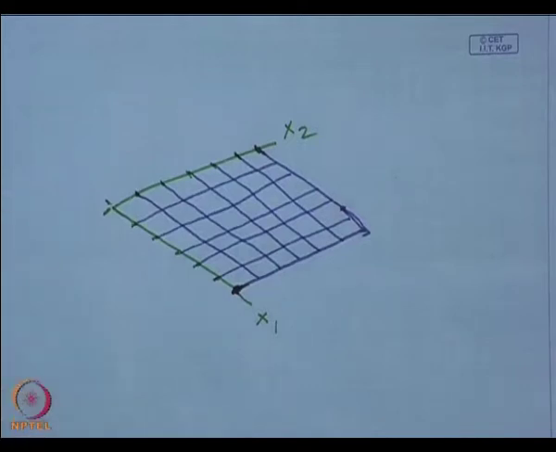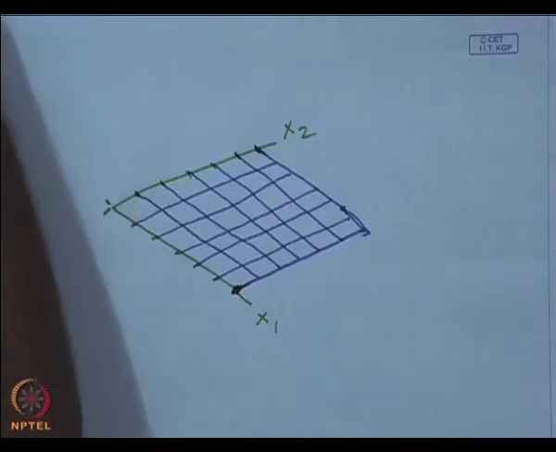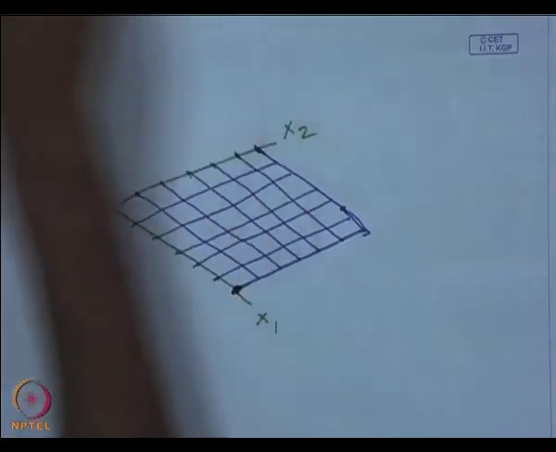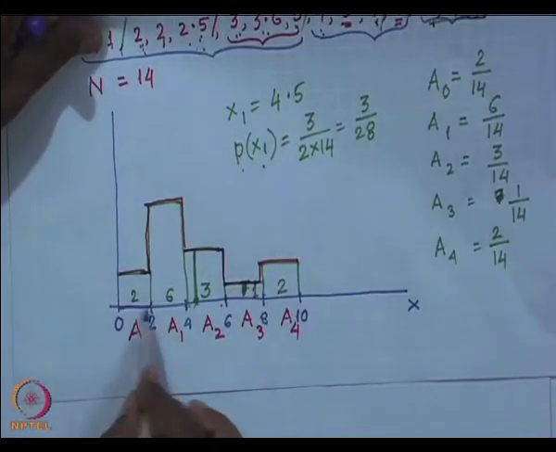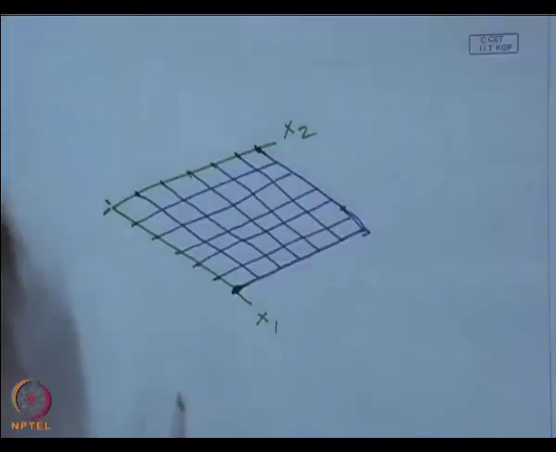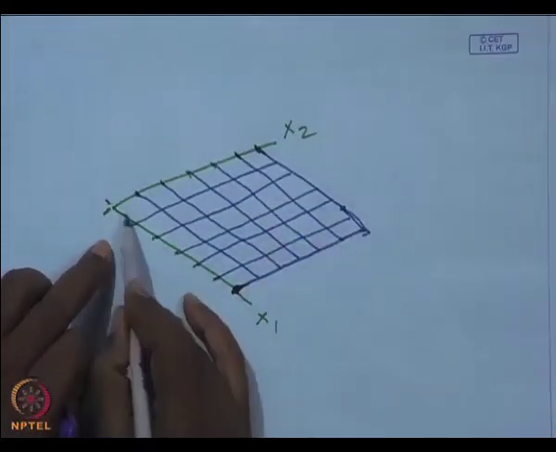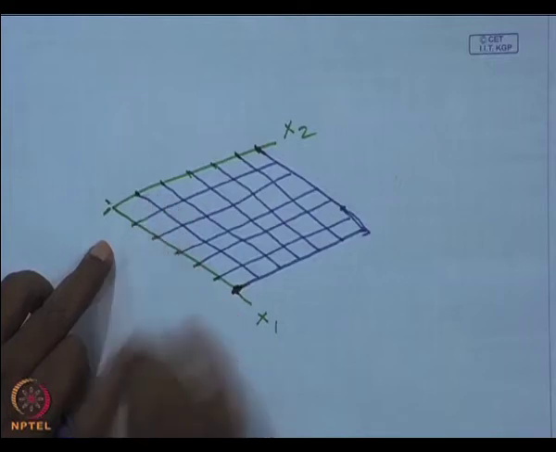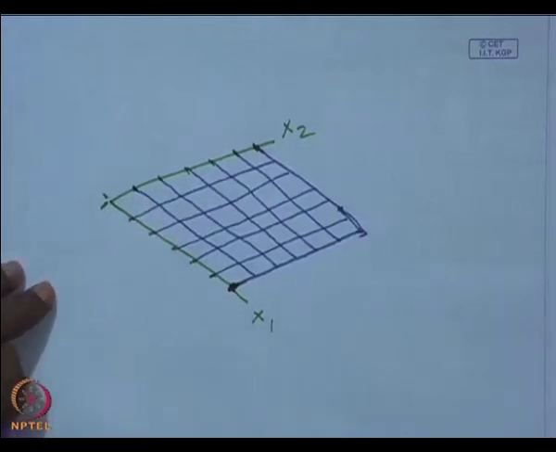So, these are the cells that I have. If I go to one dimension, the cells were linear in nature. So, these were the cells in 1 dimension, which are linear or line segments, and the cells in 2 dimensions will be rectangular cells or rectangular bins, something like this.